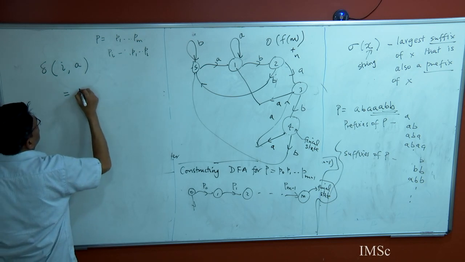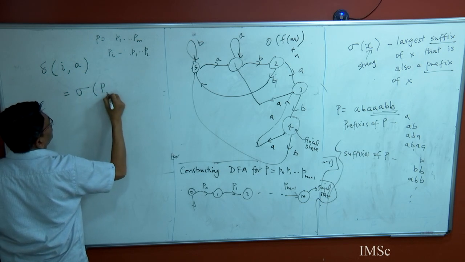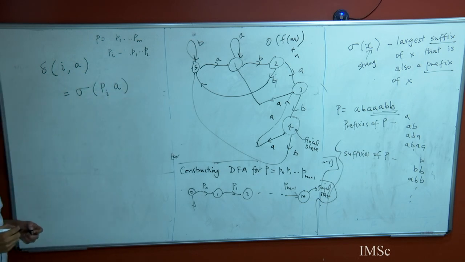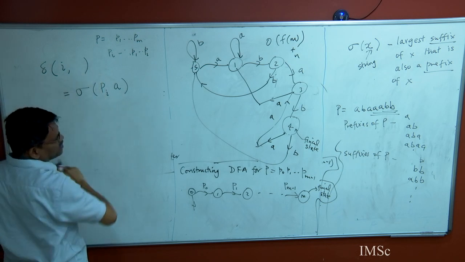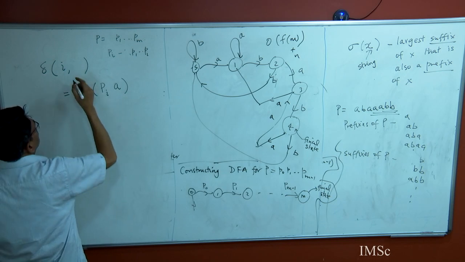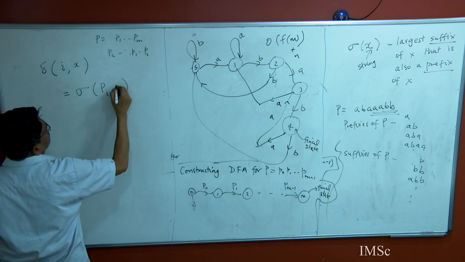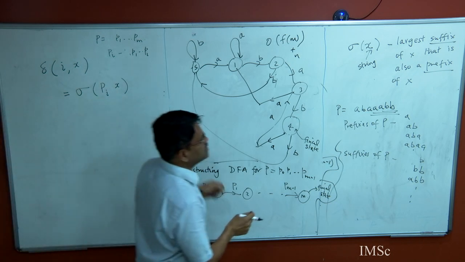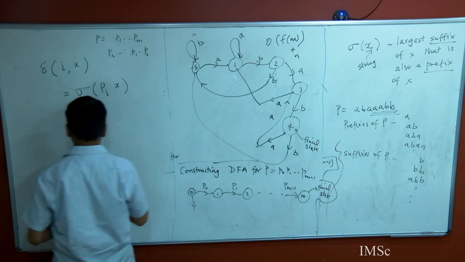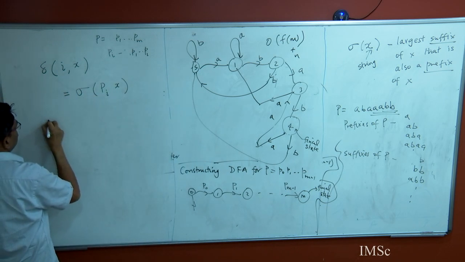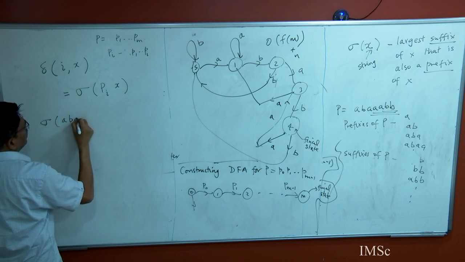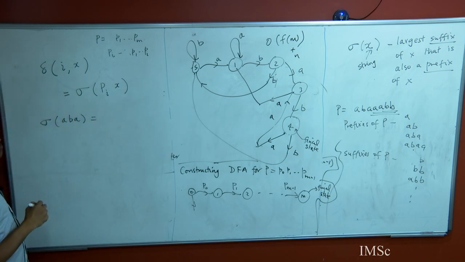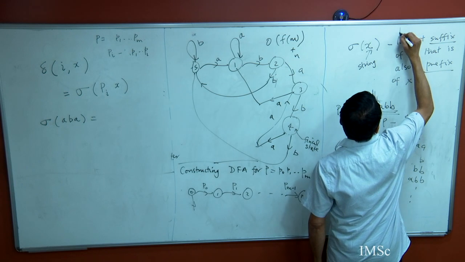So here is my claim. It is simply sigma of Pi A. I should not even use A, because I have been using A for a fixed character. So let's say some X. And remember the sigma definition. Let's actually get a feel for the sigma. Sigma of ABA is what? More precisely, the length of.